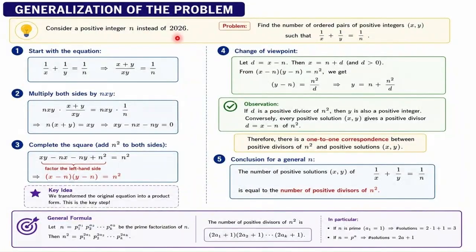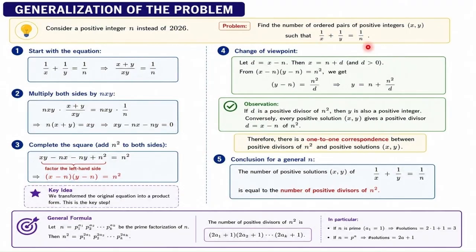Now comes the most interesting part. So far, we have solved the problem only for the number 2026. But here is a natural question. What happens if we replace 2026 with any positive integer? In other words, suppose we have 1 over x plus 1 over y equals 1 over n. Can we find the number of positive solutions? The answer is yes. We simply repeat the same steps.